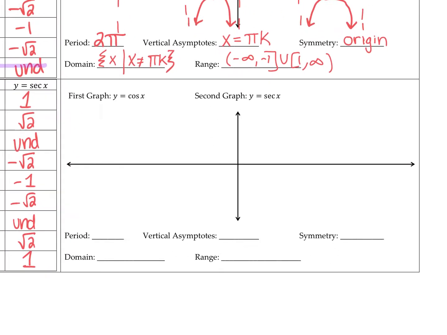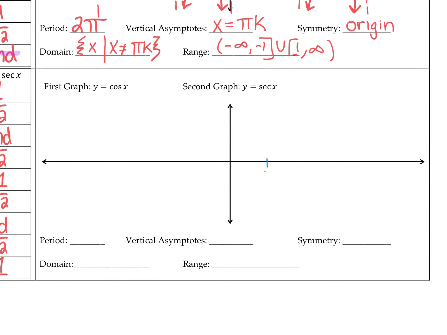All right, let's do the same thing for cosine. So I'm going to label my cosine. Now cosine starts at the maximum, goes to the middle, goes to the minimum, goes to the middle, goes to the maximum, and it'll do the same on the other side. So my cosine function is going to look something like this.